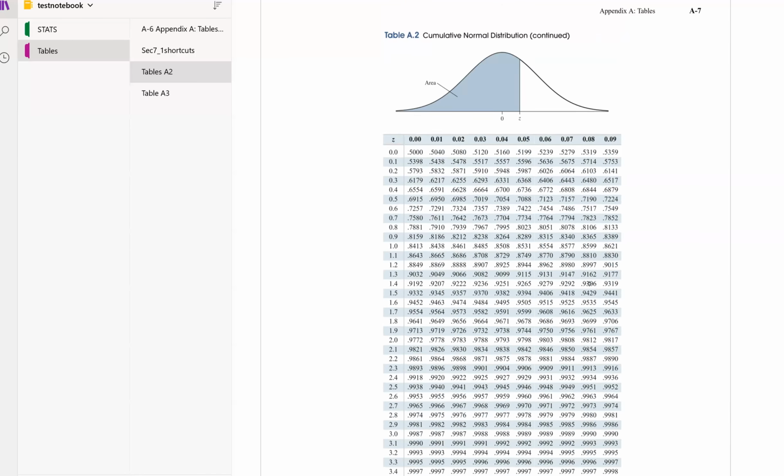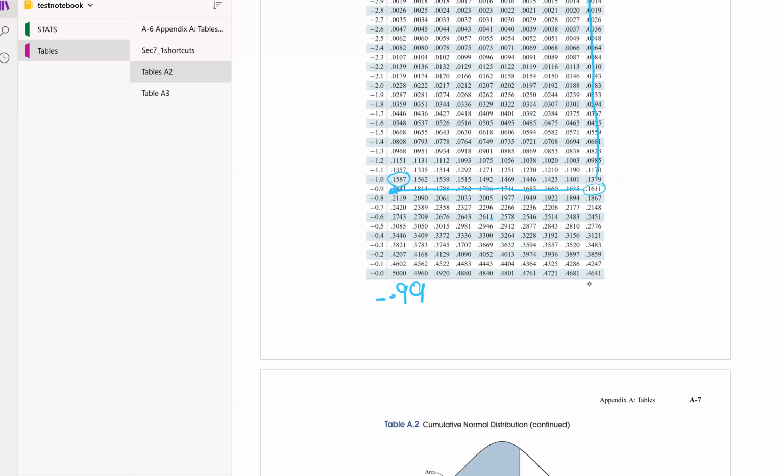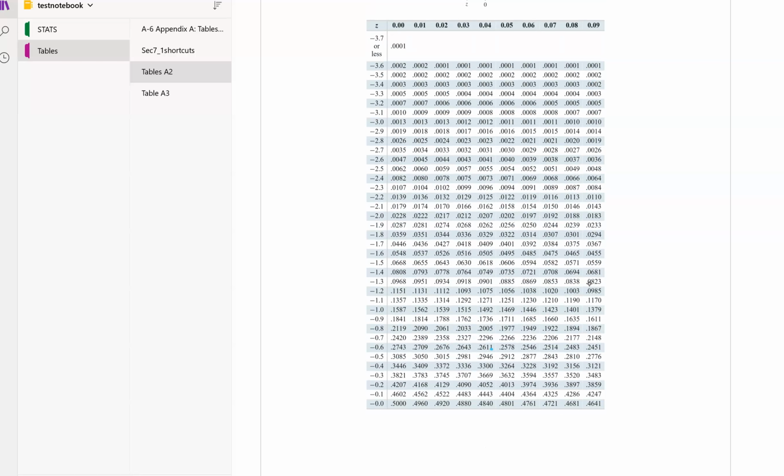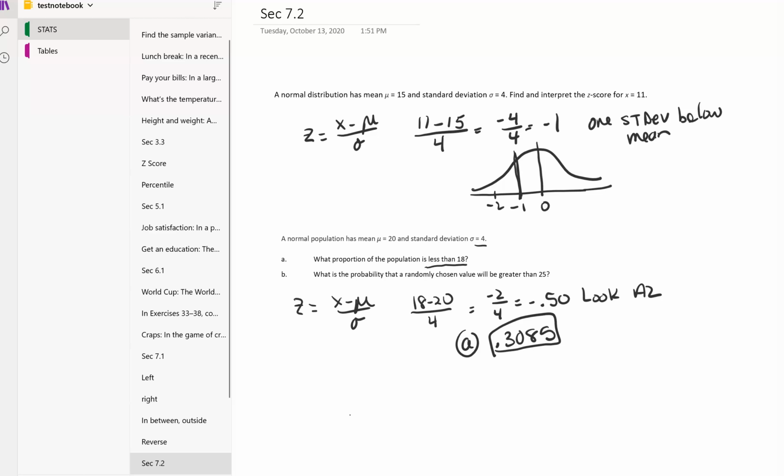So let's see. Let me erase all this. Okay, so I'm looking up a negative 0.50. Negative 0.5 is right here, and the 0 line is right here. So the number that I want is right here. That's my answer.